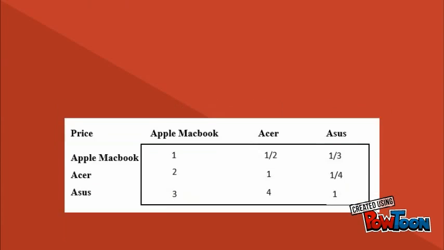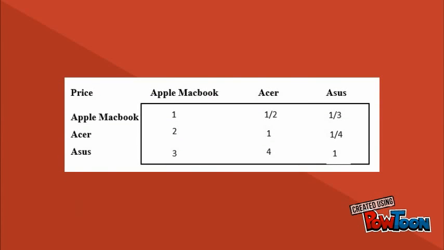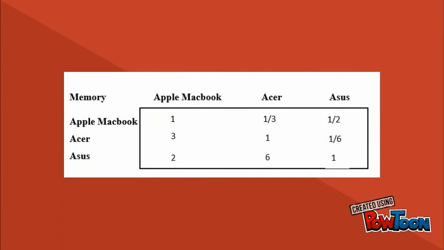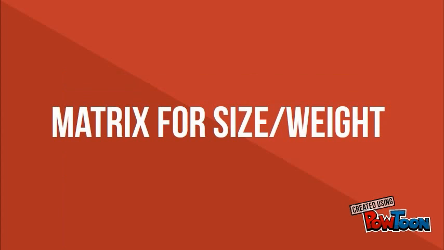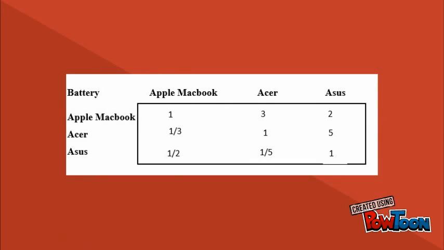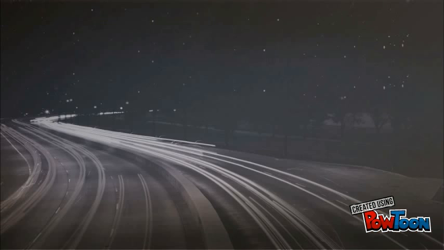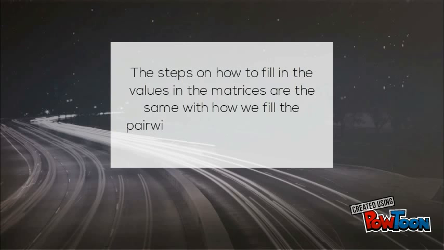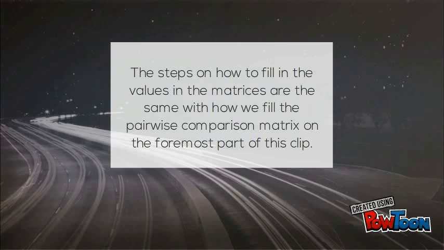The matrix for price should look like this. The matrix for memory should look like this. The matrix for size or weight should look like this. And for the battery, its matrix should look like this. The steps on how we fill the values in the matrices are the same as how we fill the pairwise comparison matrix, as discussed in the earlier part of this clip.